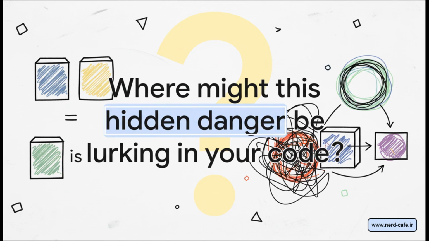So now you know. You have the knowledge to hunt down these subtle bugs, to tell the difference between a simple nickname and a true copy. So the question I want to leave you with is, where is this hidden danger lurking in your code? Go take a look. I bet you'll find something interesting.